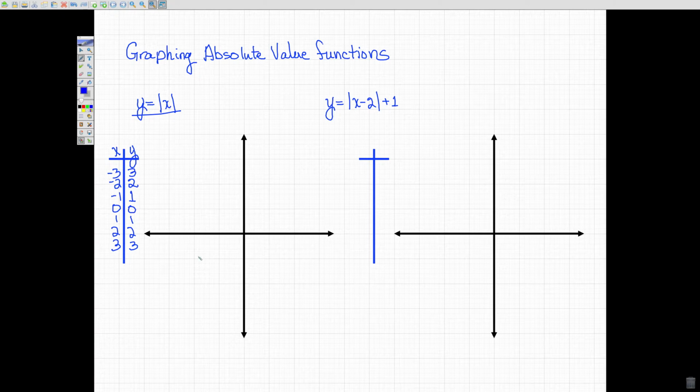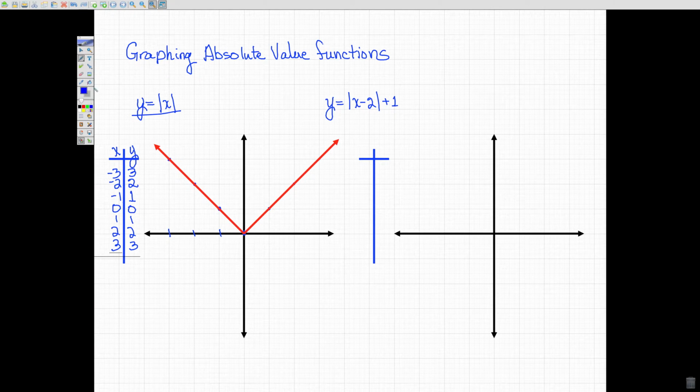Now we plot points. We'll start at (negative 3, 3), (negative 2, 2), (negative 1, 1), (0, 0), (1, 1), (2, 2), and (3, 3). And we see that the graph actually looks like it is V-shaped. So the graph, when we complete it, will look like that and that. So there's the graph of the absolute value, and I'll change colors so that it looks a little better. There you can see the graph more clearly.